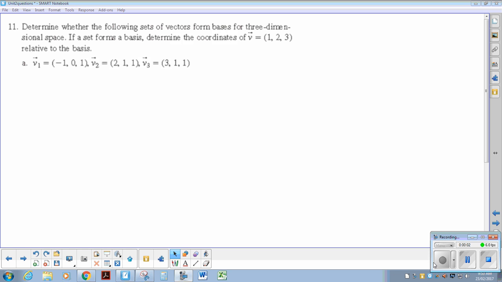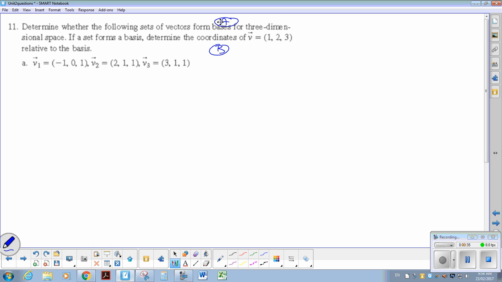Alright, this is question number 11 from lesson 2 homework. I'm going to do A, and I'll leave B and C for you guys to try on your own. So it says determine whether the following sets of vectors form a basis for three-dimensional space, and then if it does, determine the coordinates of V relative to the basis. So this is really a two-part question. It's really an A part, forms a basis for space, and then B, find a linear combination of. So definitely, it's a larger question.